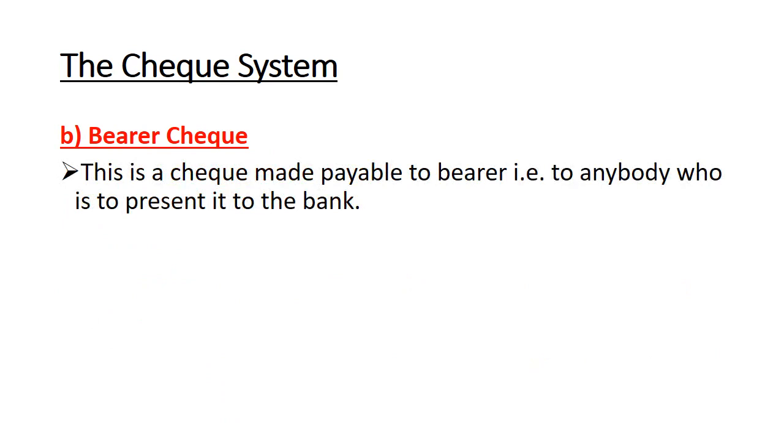So the next type of check is called the bearer check. This one is a check made payable to a bearer. What that means is it is a check made payable to anybody who is to present it to the bank. So if you have that check and you present it, then you are the one who's going to be paid.